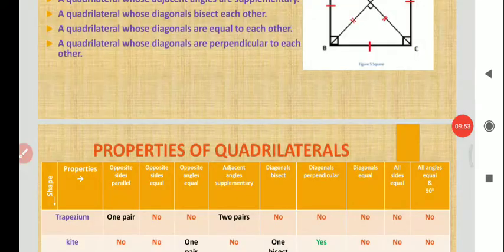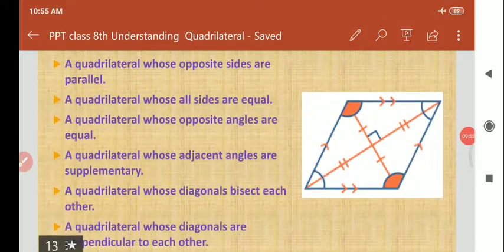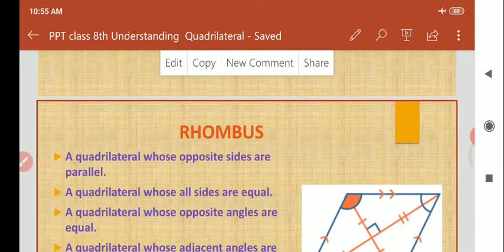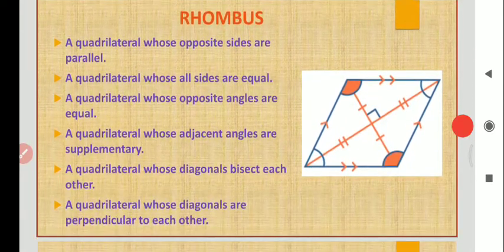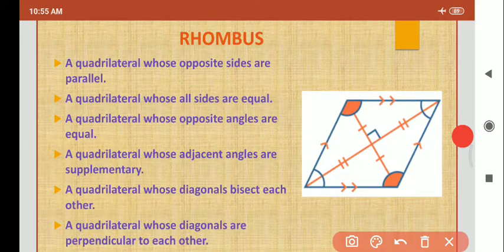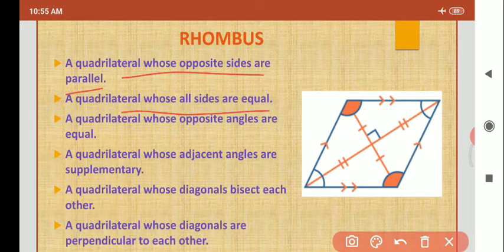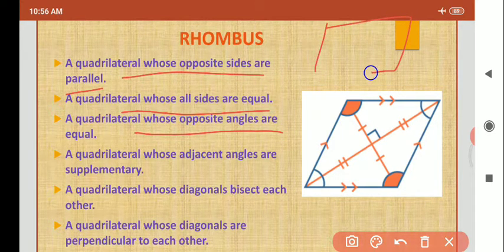Next is the rhombus. What is a rhombus? A rhombus is also a special type of quadrilateral in which opposite sides are parallel. All sides are equal. If all sides are equal, it means opposite sides are also equal. It means a rhombus has more properties than a parallelogram. Its opposite angles are equal, in a parallelogram also and in a rhombus also.